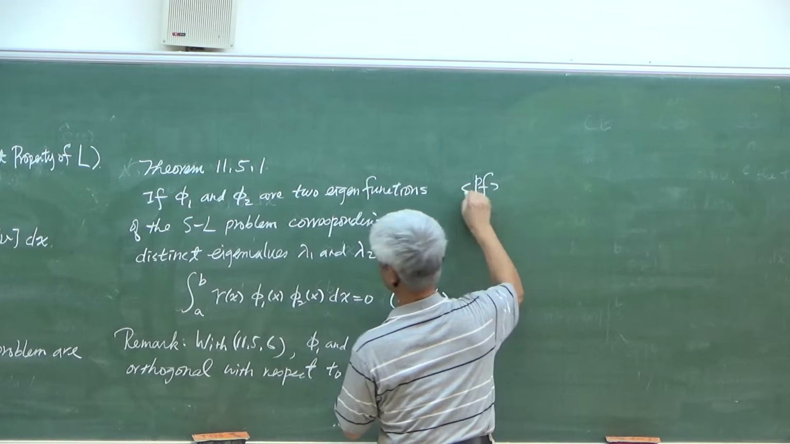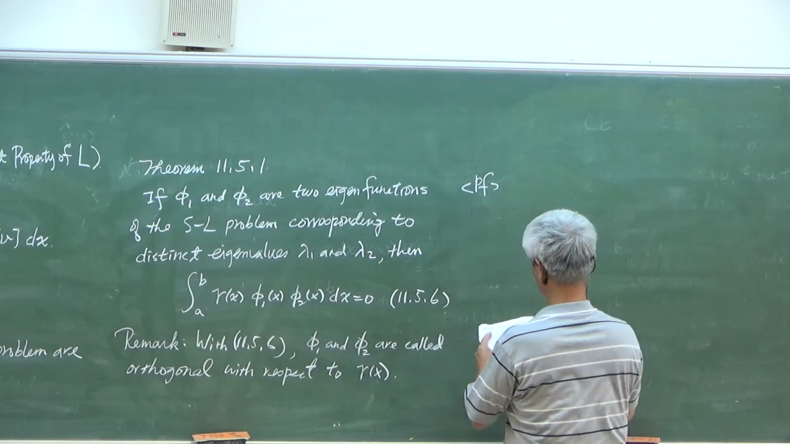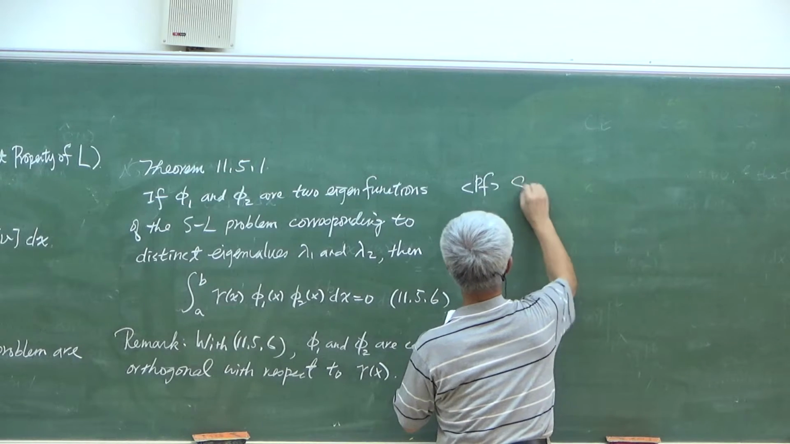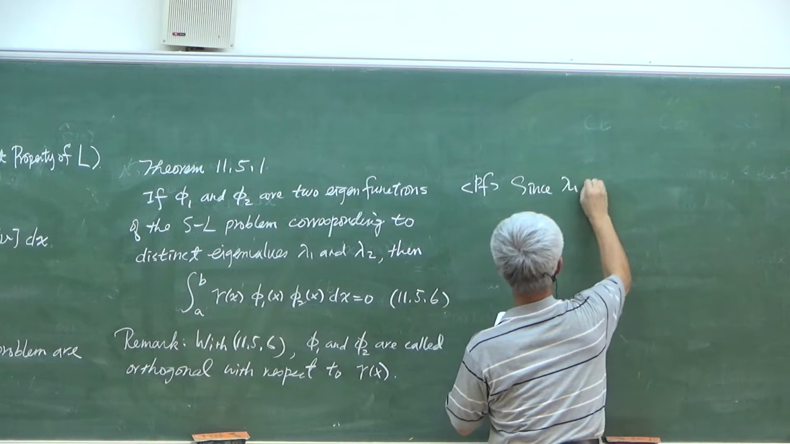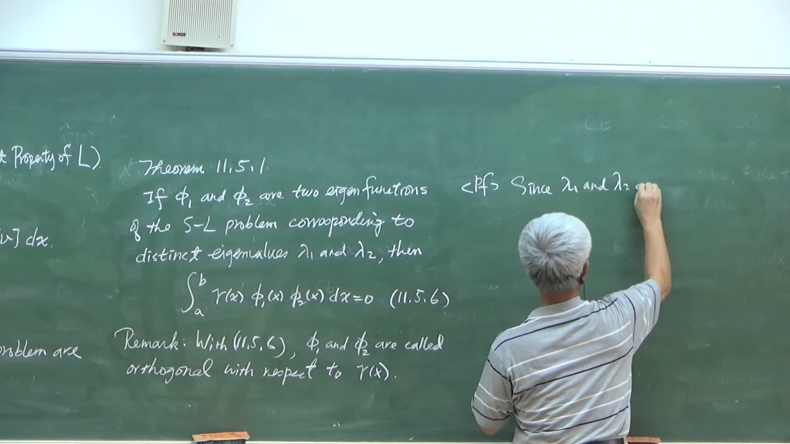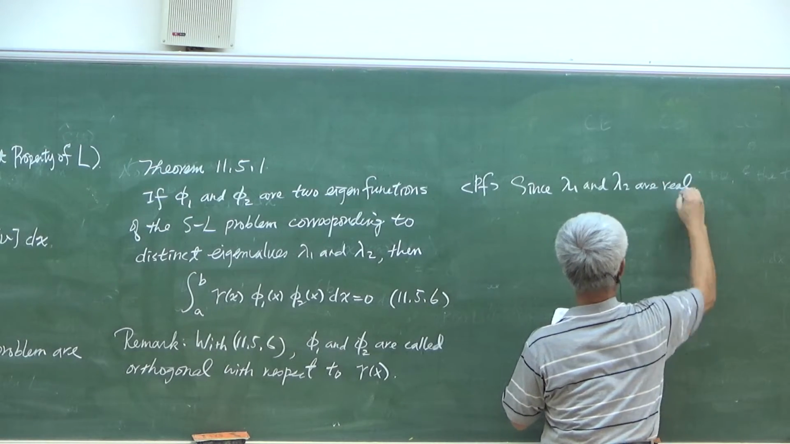Now we give a proof of this theorem. Since lambda 1 and lambda 2 are real.